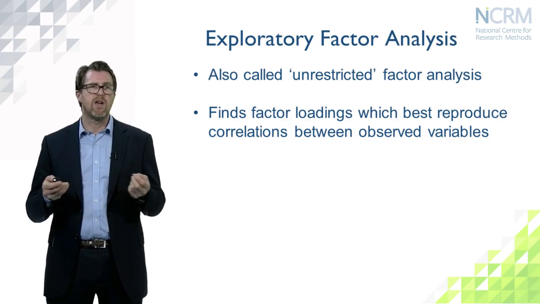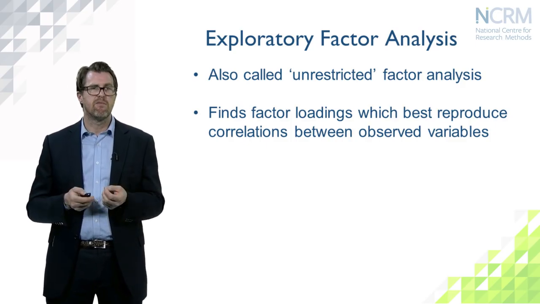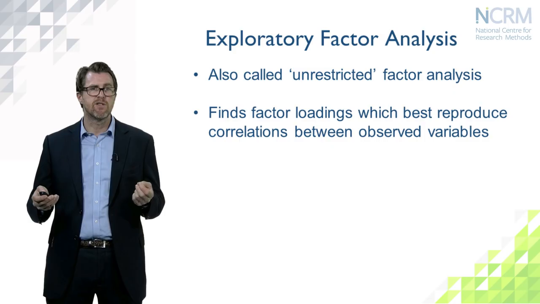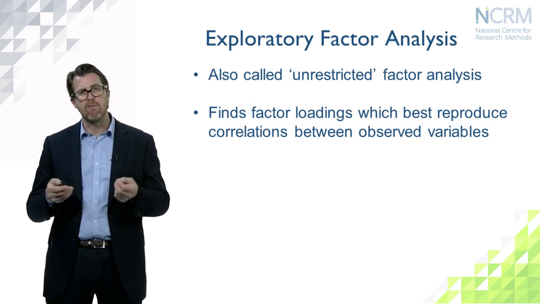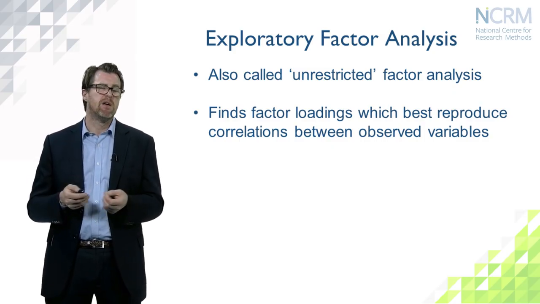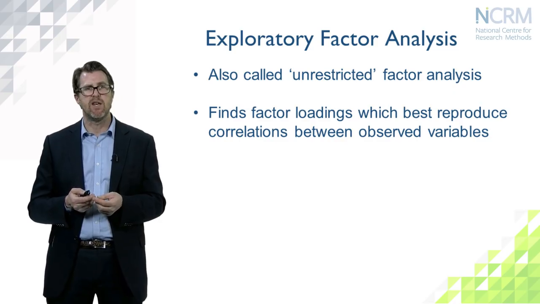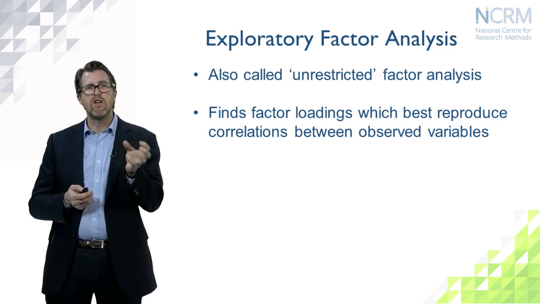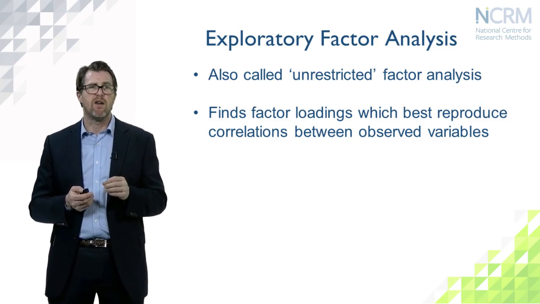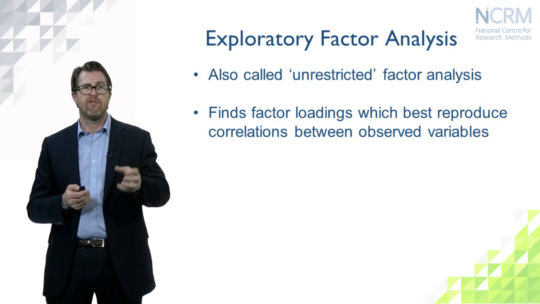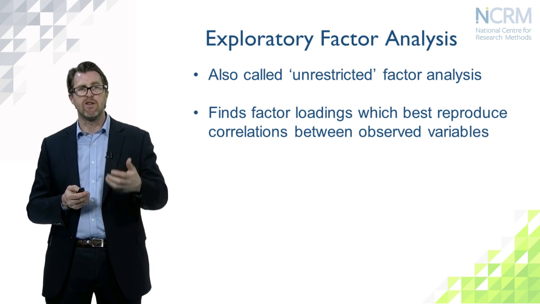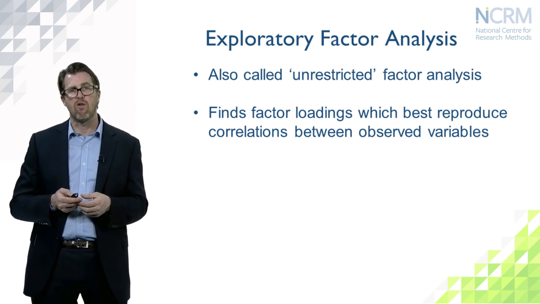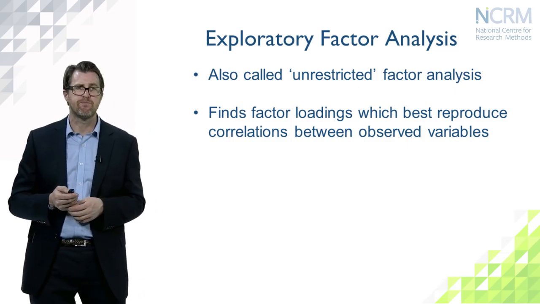So let's say that we have 6 questionnaire items that all measure more or less the same thing. They're intended to measure some concept that we're interested in. An EFA will simply reorder the data in a way which has best accounted for the observed correlations between those variables.